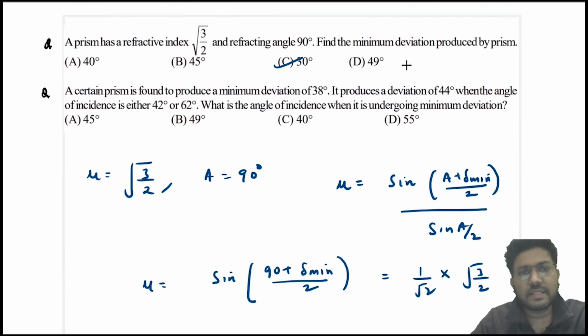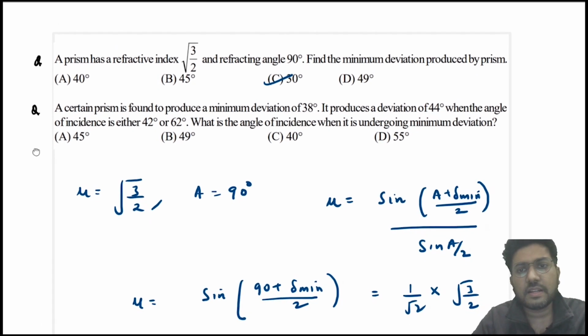Let us look at this question. It is given that a certain prism is found to produce a minimum deviation of 38 degree. It produces a deviation of 44 degree when the angle of incidence is either 42 or 62 degree. Then what is the angle of incidence when it is undergoing minimum deviation?